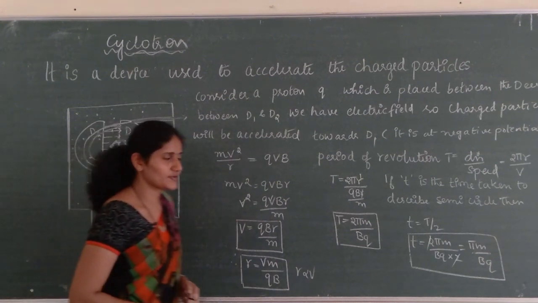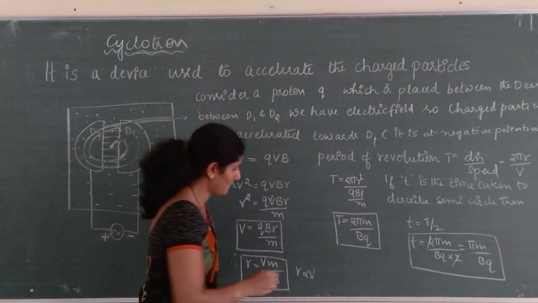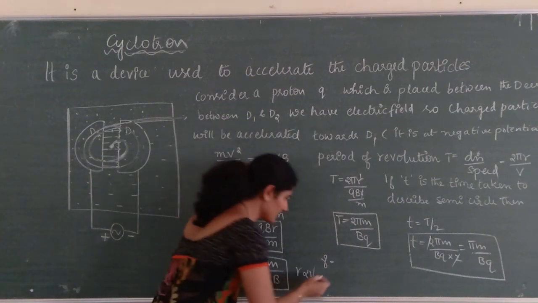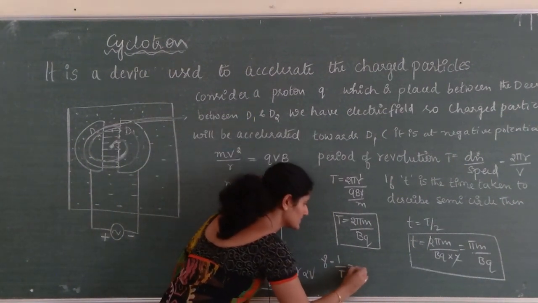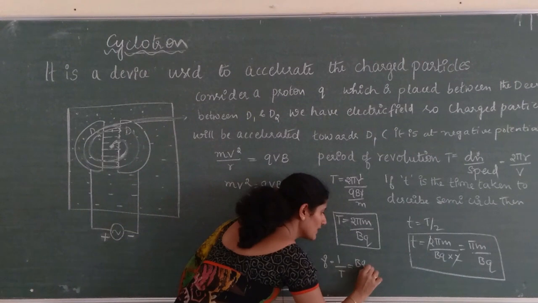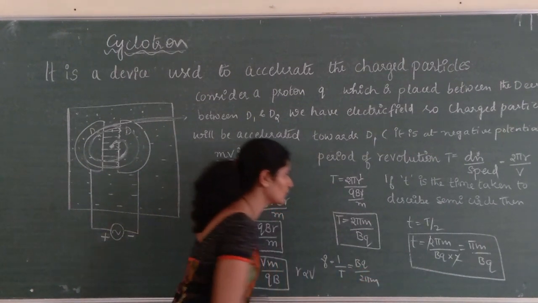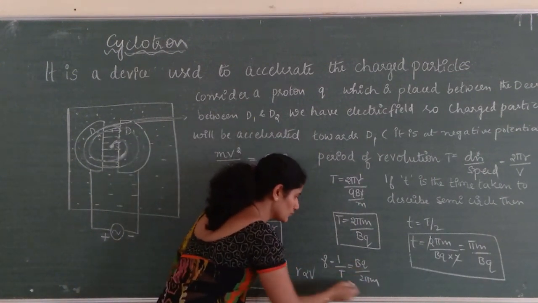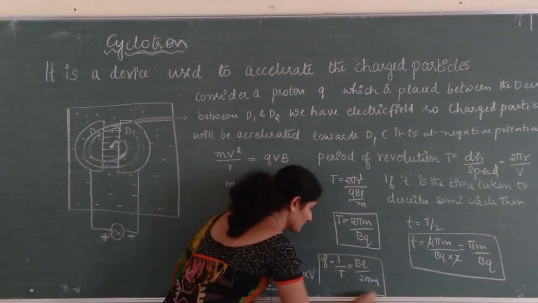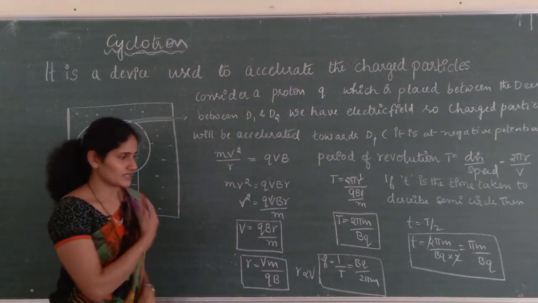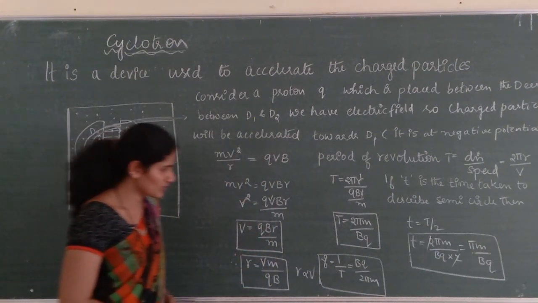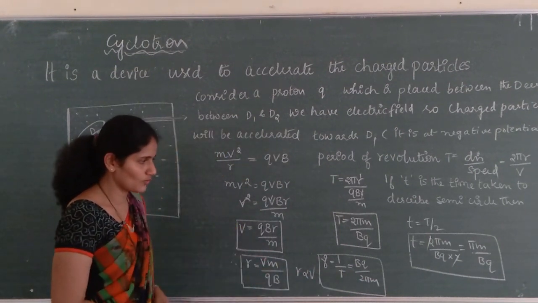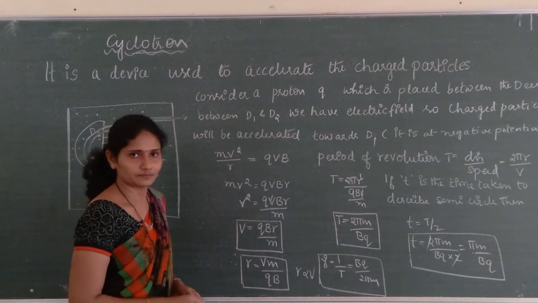Let us see what is the expression for frequency. Frequency nu is the reciprocal of time period. So, nu is equal to 1 by T, which is equal to BQ by 2 pi m, because T is equal to 2 pi m by BQ. The reciprocal of T is BQ divided by 2 pi m. This is nothing but the frequency of cyclotron. This frequency is also called cyclotron frequency or gyro frequency, BQ divided by 2 pi m.